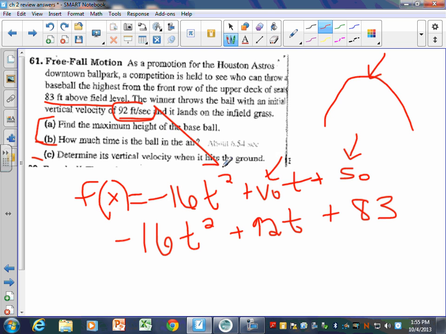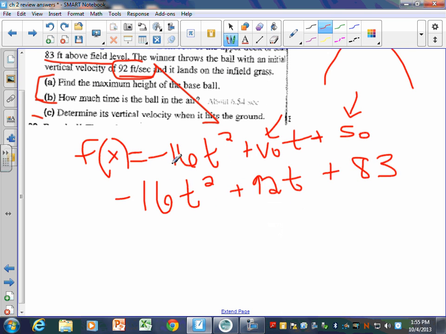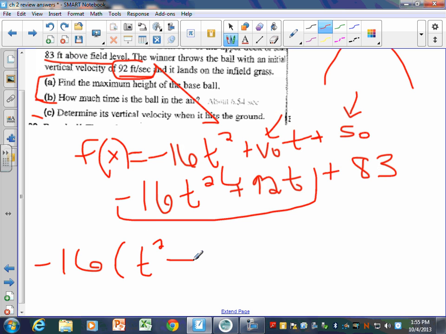Does 92 go into 16? Oh, not so nice. So this one's a lot uglier than the one that we did in class, but to complete the square, we could factor out the -16, and we would have t squared minus, what's 92 over 16? I'm just going to divide that out. It's like 5 point something, but I'm a fraction person, so I'm going to write that as -23 over 4t. Right? That's taking the 16 out of the 92.